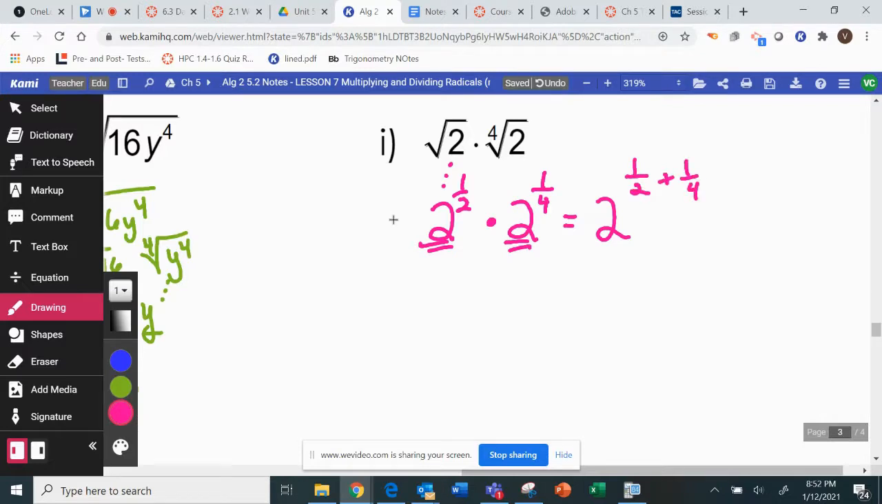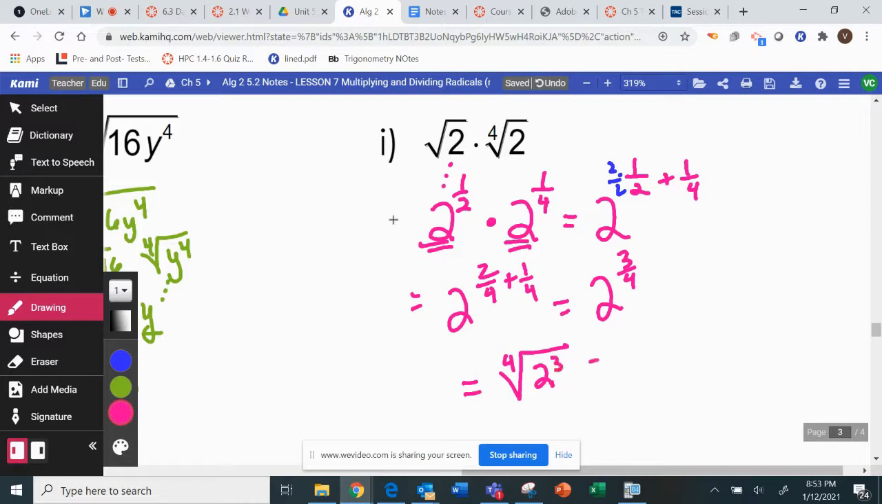And then I look at my exponents. They do not have a common denominator, so I need to give them a common denominator. I'm going to multiply this one by 2 over 2. So I get 2 to the 2/4 plus 1/4, which equals 2 to the 3/4. Now, since the original was in radical form, I'll put my final answer in radical form, and I'll have the 4th root of 2 to the 3rd, which is the 4th root of 8.